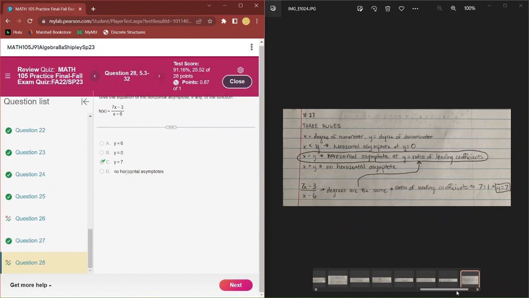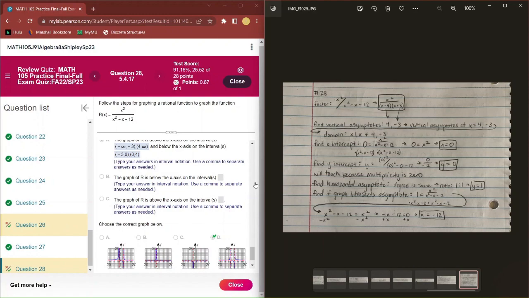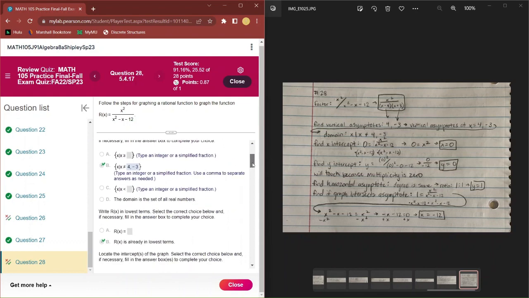All right, number 28, last question. If it loads. There we go. Okay. So here you just factor it. It's asking you to type your answer in factor form. So you just factor it. Easy enough. You know how to do that.